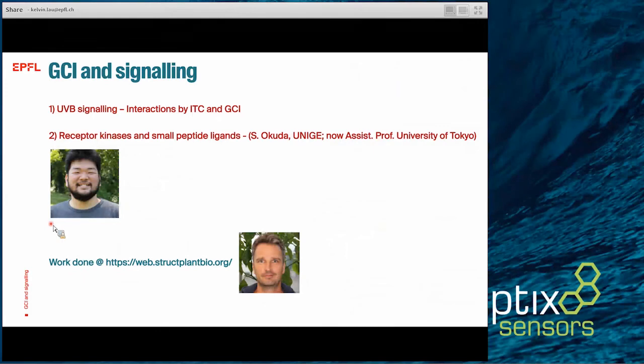So today I'll share with you two different stories. One that I was doing in Geneva on UVB signaling. A second one will be on receptor kinases, so membrane proteins with extracellular small peptide ligands. This was done by Satehiro Okuda, who is now an assistant professor at the University of Tokyo. And all of the work that I'll talk about today was done in the lab of Michael Hawthorne at the University of Geneva.